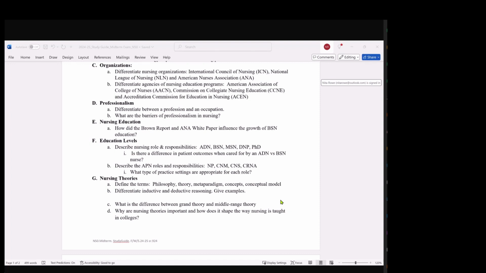Nursing theories: understand the difference between a grand theory and a middle range theory. Okay. Which is the theory, the grand theory or the middle range theory, that is more of a blended clinical and theoretical research model? Which one is it?